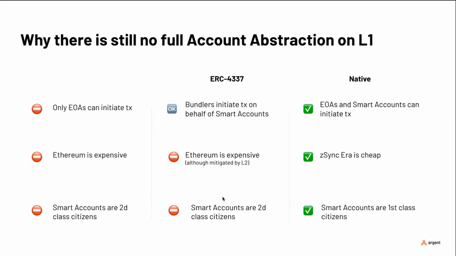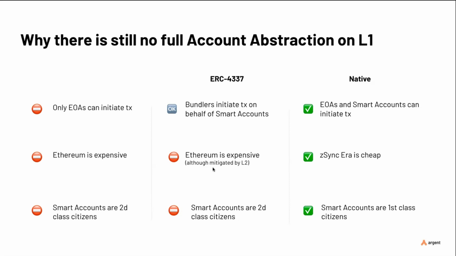And then the third reason is that on Ethereum layer 1, smart accounts are second-class citizens. So that is, of course, related to point number 1. But it's also the fact that transactions coming from EOAs and from smart accounts will follow two different flows on Ethereum, and so dApps are usually built for only one of these flows, and that's of course a big barrier to a wide adoption of account abstraction on Ethereum.